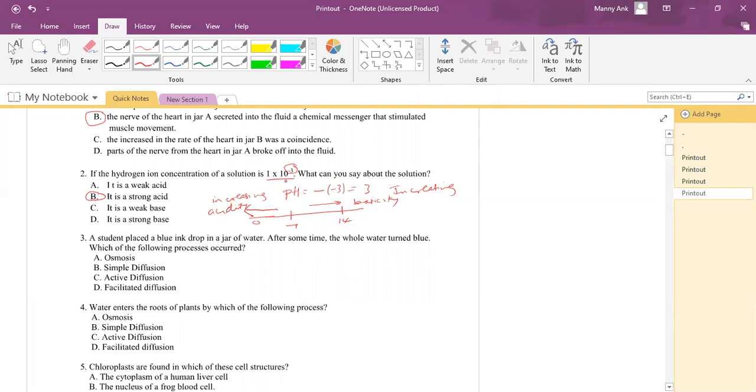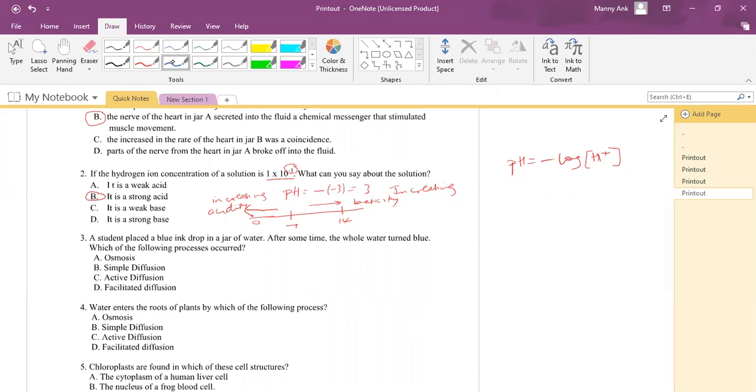Now remember, I said this trick will only work out if you have 1 × 10 to the power -3. If it's any other thing, you cannot use this. If it's 2 × 10 to the power, let's say -3, you cannot do what I did here. Then you have to think about pH is equal to negative log of the hydrogen ion concentration. So that's the definition of pH. But because it's 1 × 10 to the power -3, if you do the math, it basically comes to the opposite of the exponent, right?